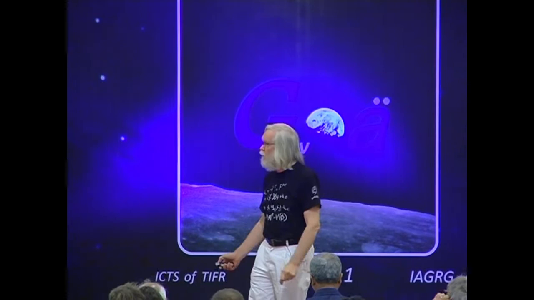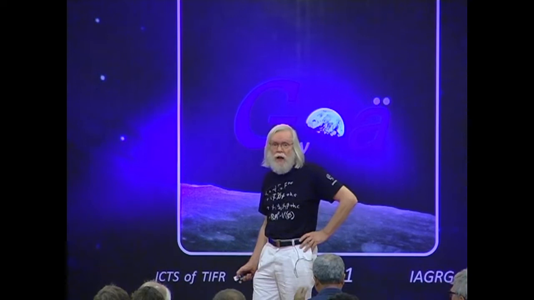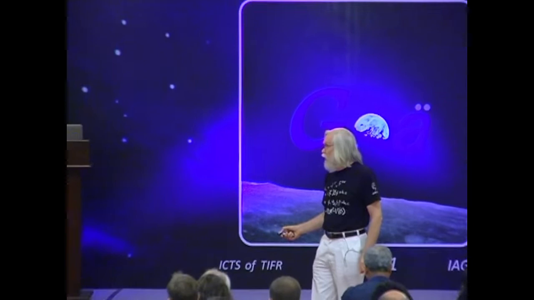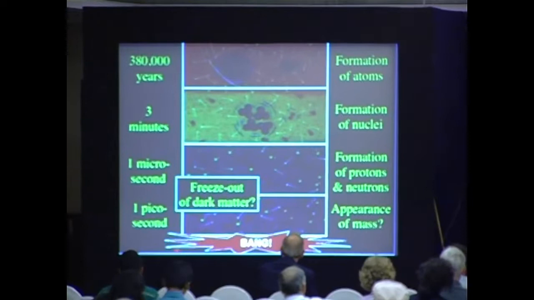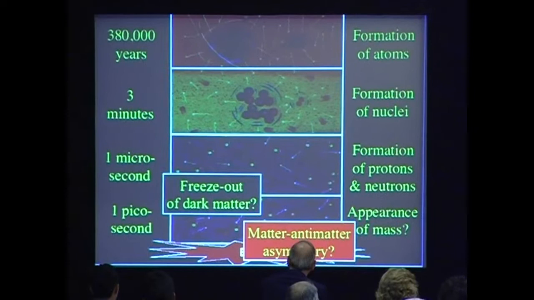Okay. So, just to remind you, before 380,000 years after the Big Bang, there were no atoms. Hence, no chemists, and no cosmologists. Before 3 minutes, there were no nuclei. Before 1 microsecond, we believe there were no protons or neutrons. And before 1 picosecond, we believe there was no mass. The dark matter, in many theories, could have been produced somewhere between 1 picosecond and 1 microsecond. And as I mentioned earlier, the matter-antimatter asymmetry of the universe might have been created when the universe was a picosecond old. So there's certainly plenty of things that the LHC might be able to cast light on.